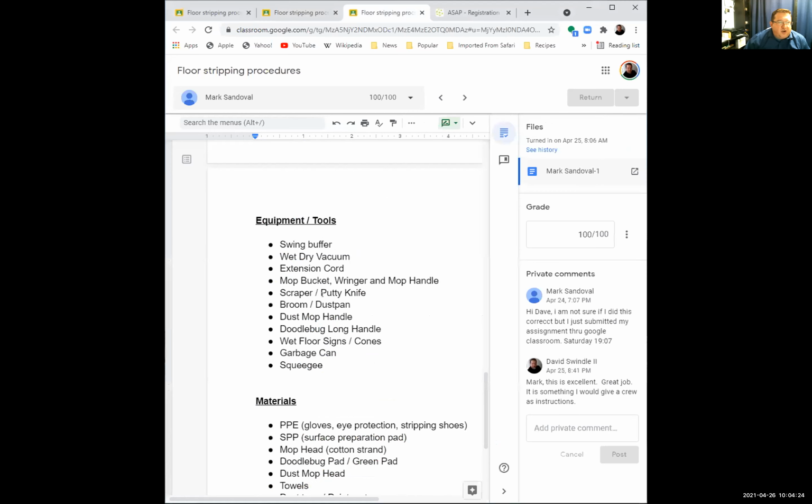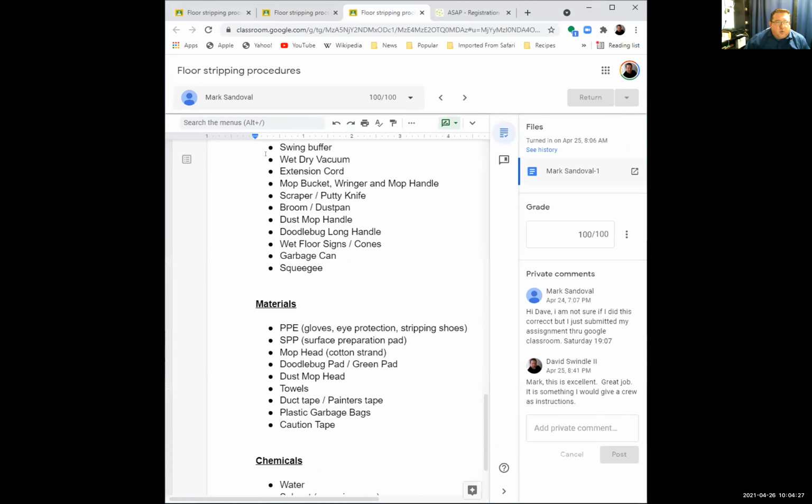Mark did something very similar. He listed swing buffer, wet dry vacuum, which obviously we absolutely need, with extension cord. Good catch on that, Mark. I love that. When I saw that, I was laughing last night going, yep, that was exactly it. Mop bucket, ringer and mop handle, scraper, putty knife, broom, dustpan, dust mop handle, doodle bug with long handle, wet floor signs or cones, garbage can, and squeegee. Excellent with all the equipment.